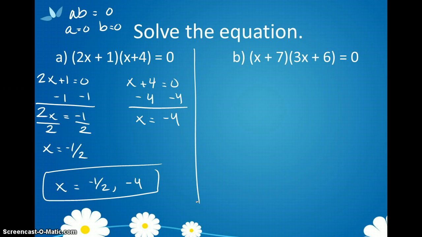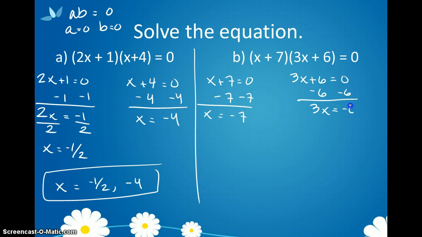Same concept for part B. You have two things that are being multiplied here. So instead of multiplying them out, I'm going to set them each equal to 0. So x plus 7 equals 0, and 3x plus 6 is equal to 0. And solve. So minus 7 and minus 7. X is equal to negative 7 for one. I'll subtract 6 on both sides and get 3x is equal to negative 6. Divide by 3. Divide by 3. X is equal to negative 2. So my final answer would be negative 7 and negative 2.